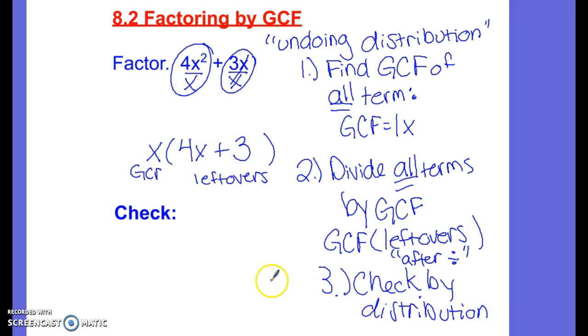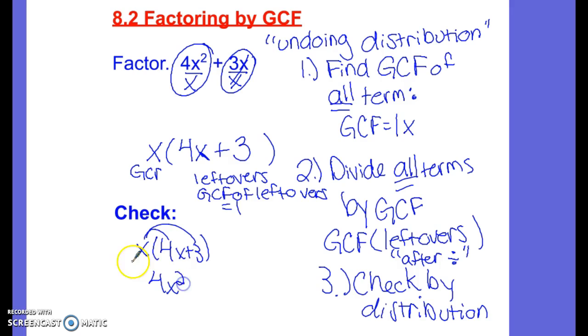I also look in my leftovers and see what is the GCF of my leftovers. Your GCF of your leftovers has to equal 1. If it doesn't equal 1, then you didn't take the greatest number out. 4x and 3, yes, it's 1. So to do your check, you would just do x times 4x plus 3 and distribute in. X times 4x is 4x squared. X times 3 is plus 3x. Check. You know that you are good.